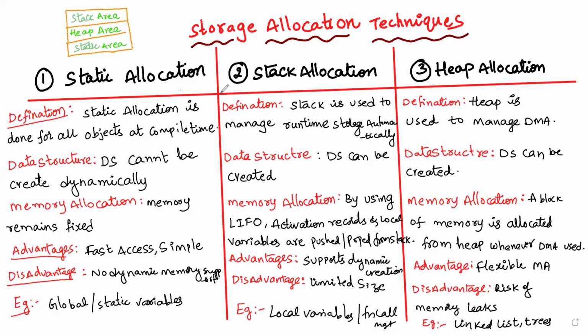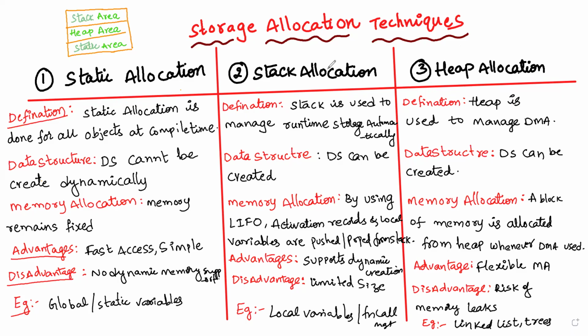In this video, I will explain about storage allocation techniques. This concept belongs to the compiler design subject. Remember, there are three techniques in order to store the data. First one is called static allocation. Second one is called stack allocation, and the third one is called heap.